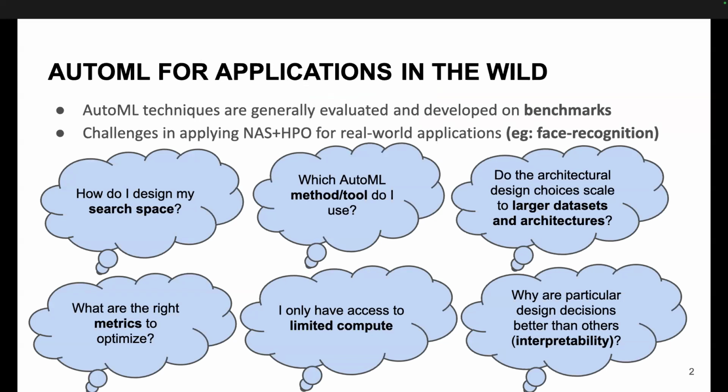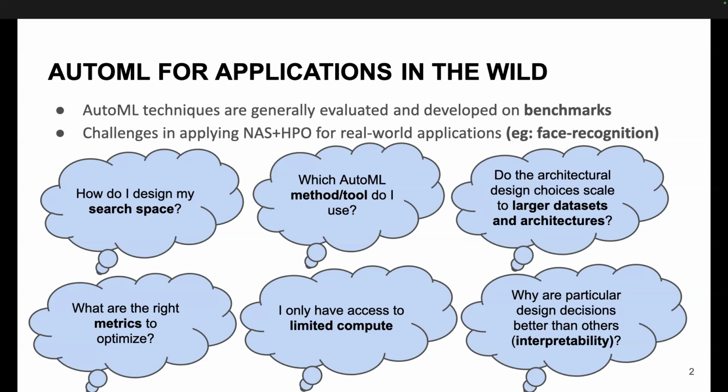So let's think about AutoML for applications in the wild. AutoML techniques are generally evaluated and developed on benchmarks. So when we actually go to real-world applications, we face a number of problems applying neural architecture search or hyperparameter optimization. An example of this is face recognition. Questions like how to design the search space. These domains often have certain architectures that are known to perform well, certain hyperparameters which are known to be important. So these should feed into the design of your search space.